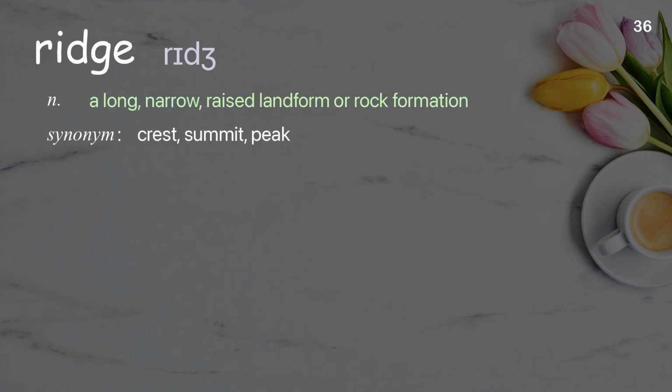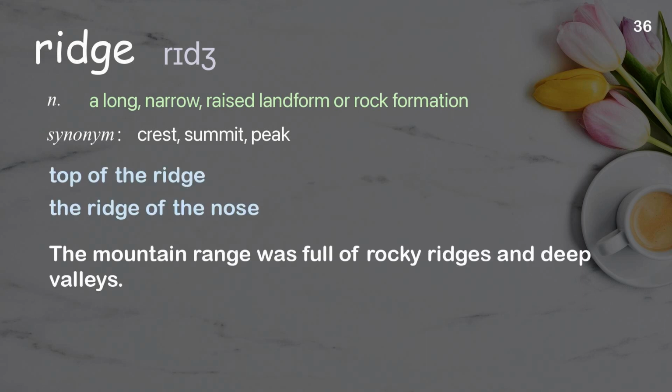Ridge. A long, narrow, raised landform or rock formation. Examples: top of the ridge. The ridge of the nose. The mountain range was full of rocky ridges and deep valleys.